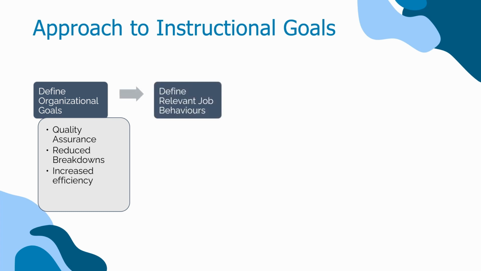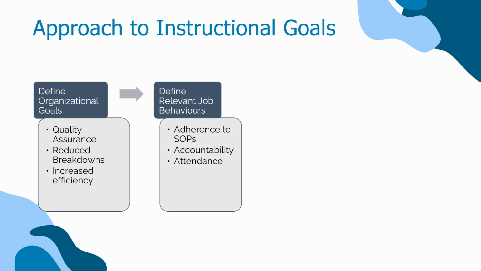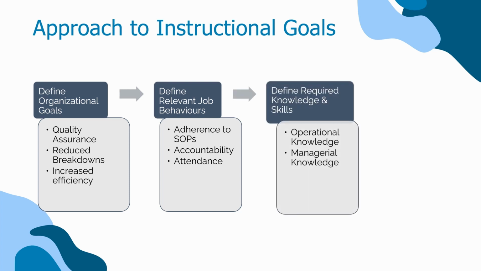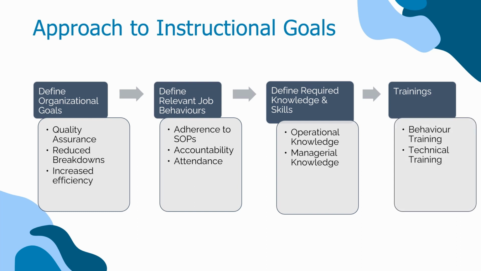Next, we define relevant job behaviors to achieve these goals, which can be adherence to SOPs, accountability, attendance. Then we define required knowledge and skills. It includes both operational knowledge and managerial knowledge. And lastly, we plan the trainings, such as behavior training, technical training.